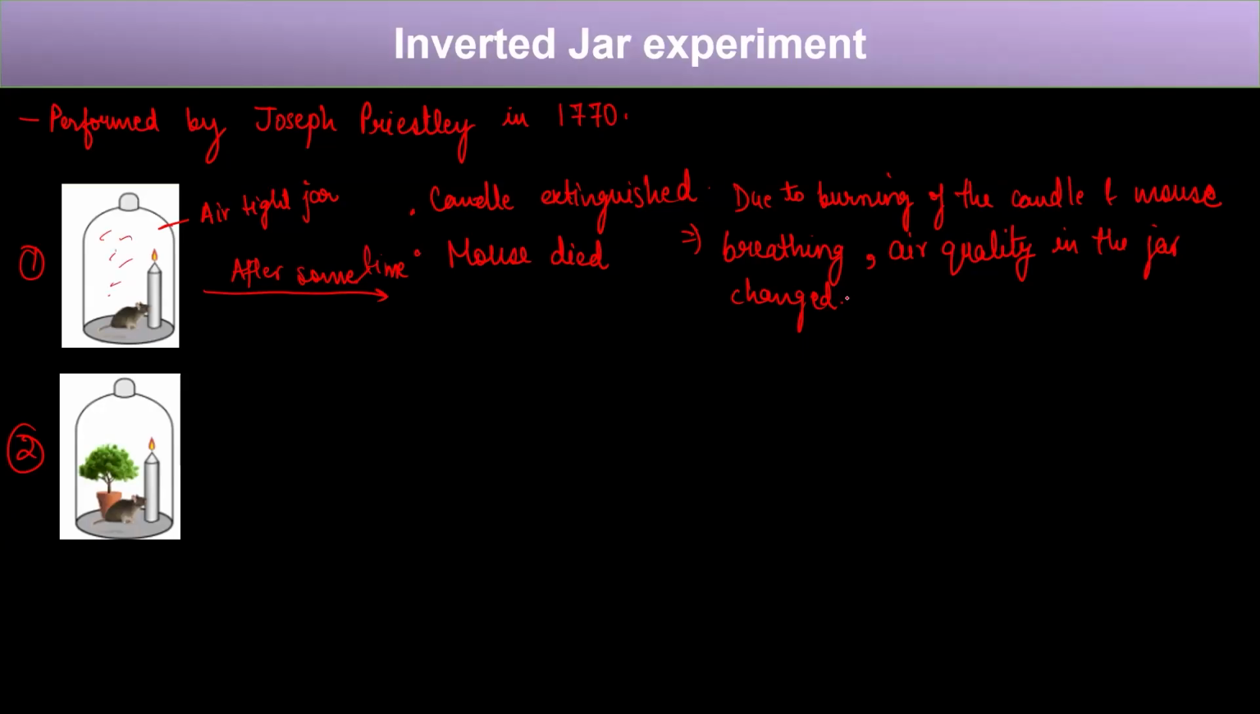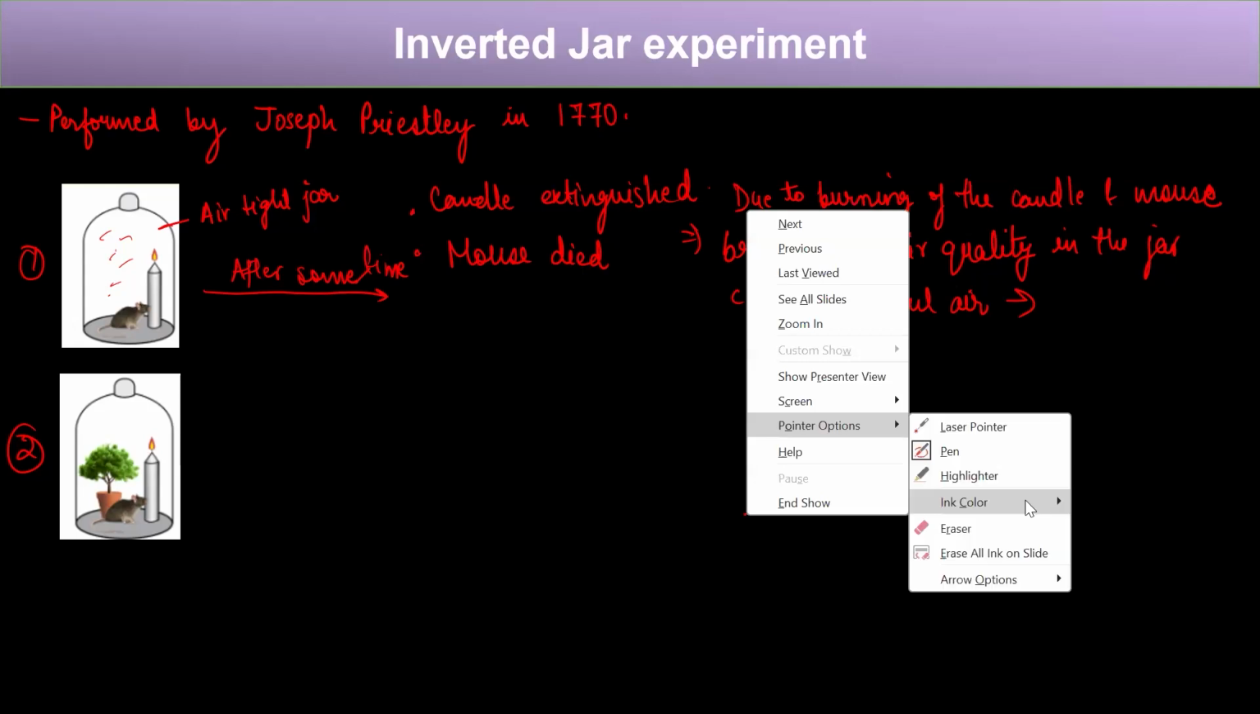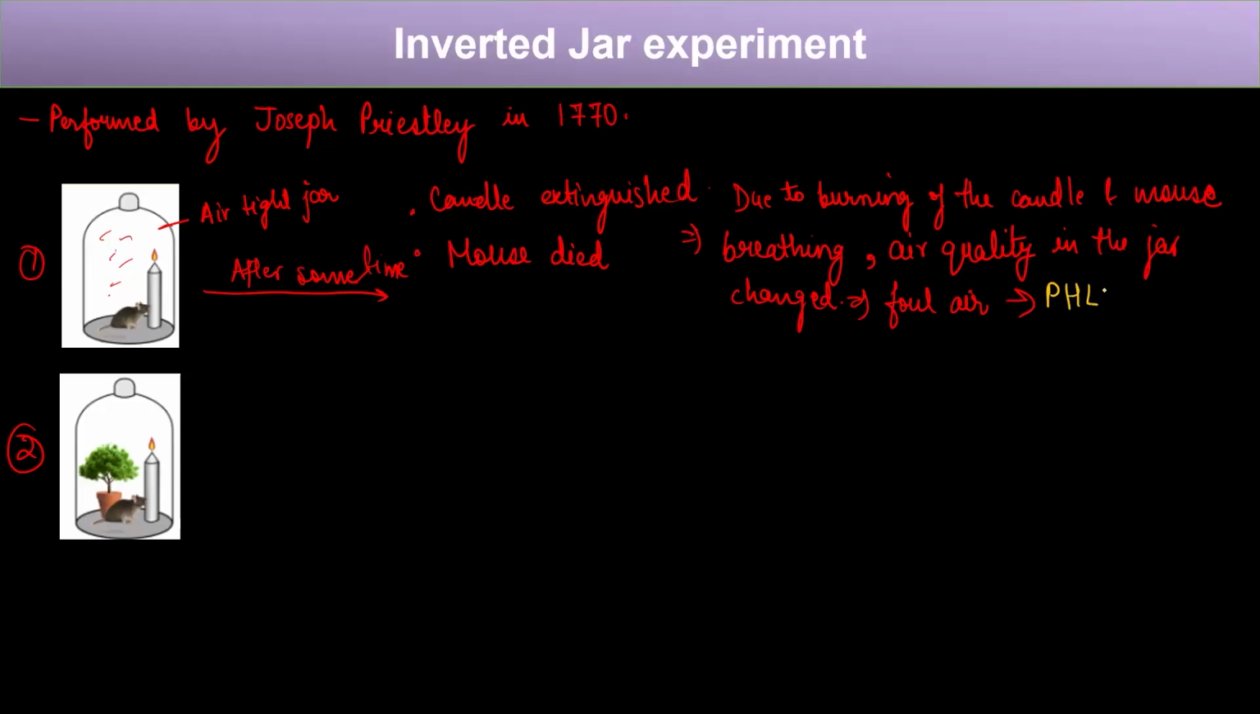And by change, what does it mean? It means that its quality changes, or it becomes foul air or bad air, right? And he called this bad air, because at that time oxygen was not known, phlogiston. He called it phlogiston.